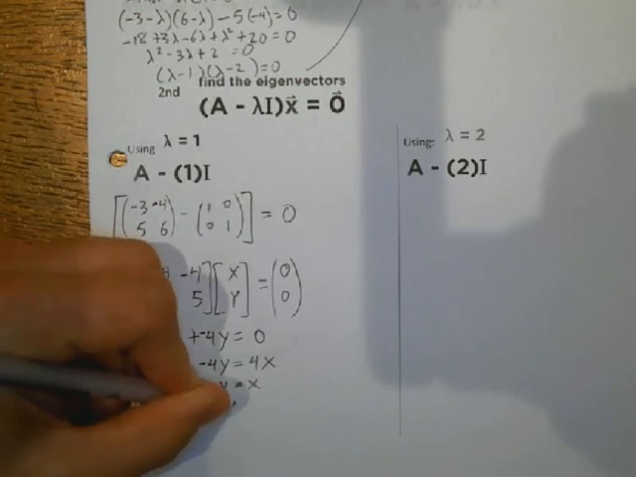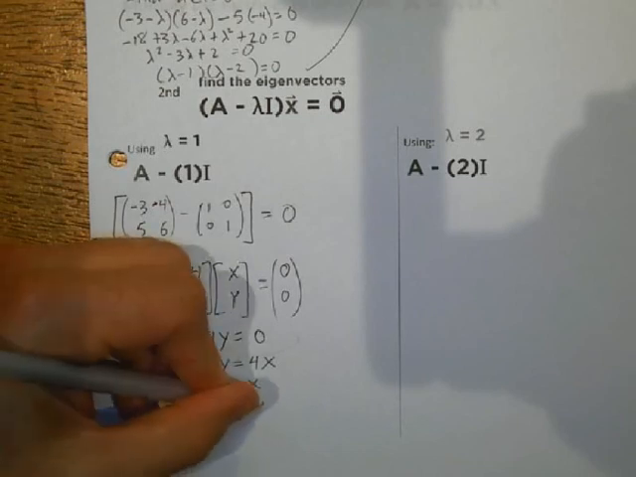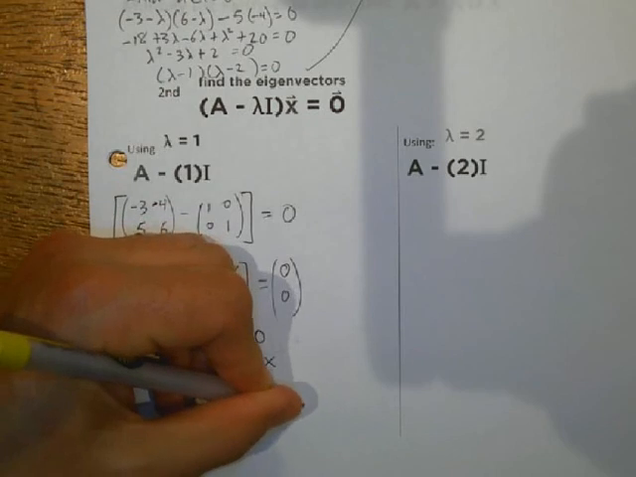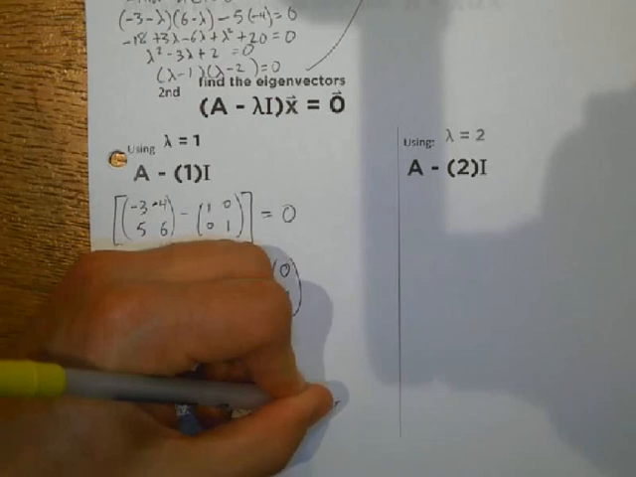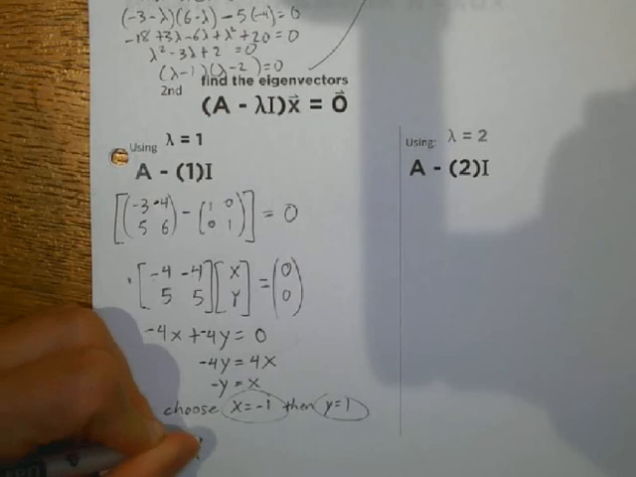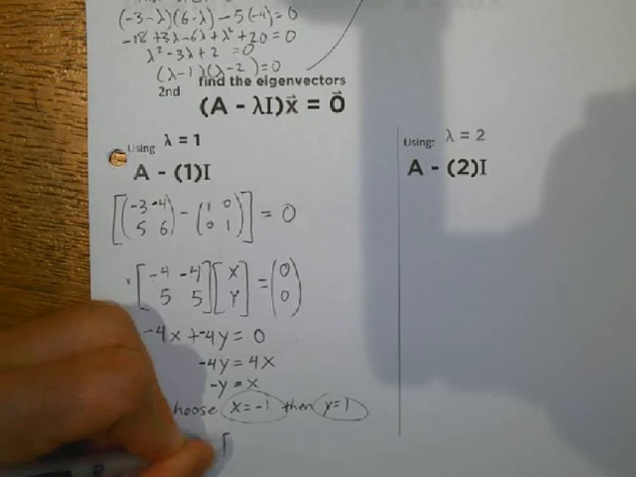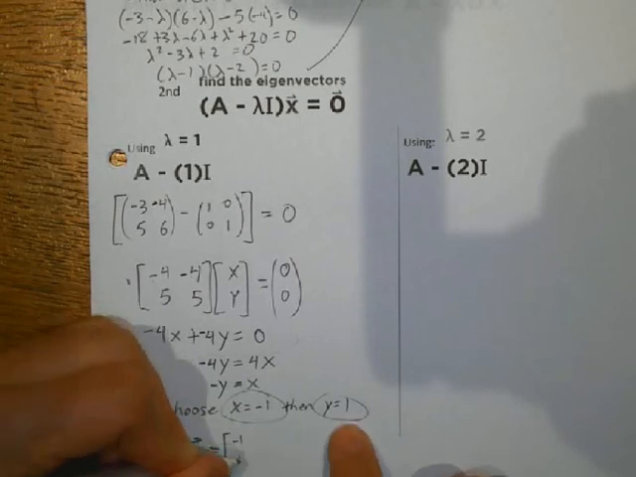So if I choose x to equal, let's just say x equals negative 1, then if I plugged in -1 for x, y would be equal to 1. Okay. And then my eigenvector, and I'm going to put a little 1 there, is going to be equal to, remember we could do alphabetical, -1 over 1. Okay?